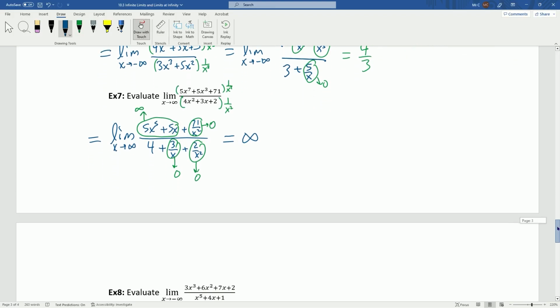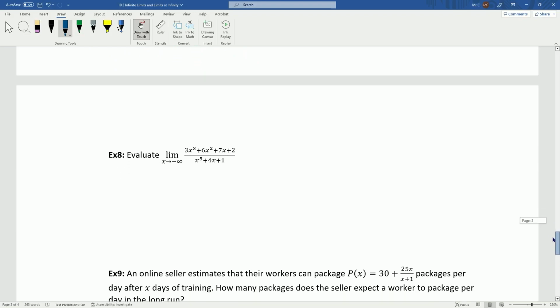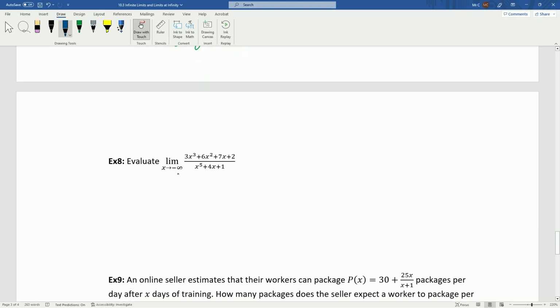All right, let's move on. We'll do another example. So this time we're taking the limit as x goes to negative infinity, 3x cubed plus 6x squared plus 7x plus 2 over x to the 5th plus 4x plus 1. And again, I'm going to multiply the top and bottom by 1 over x to the 5th. That's my highest power of my denominator.